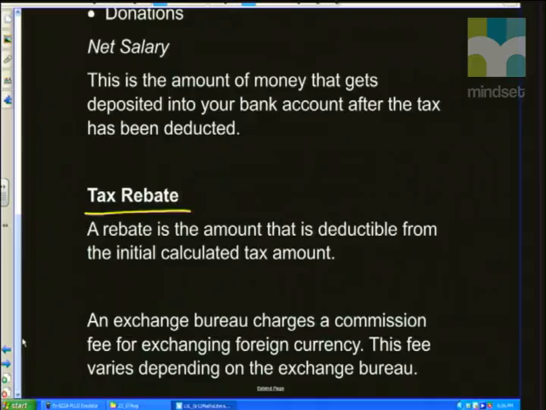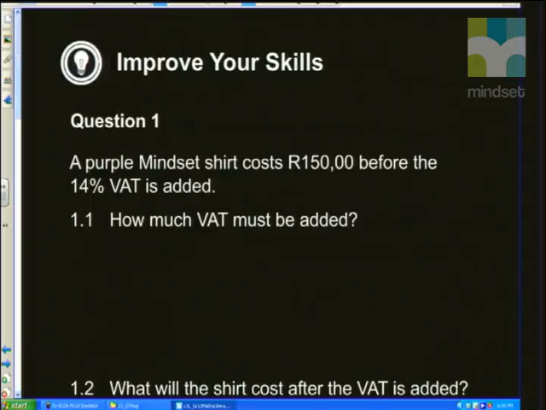And then an exchange bureau charges a commission fee for exchanging foreign currency. This fee varies depending on who you're going to use or go to exchange the money.